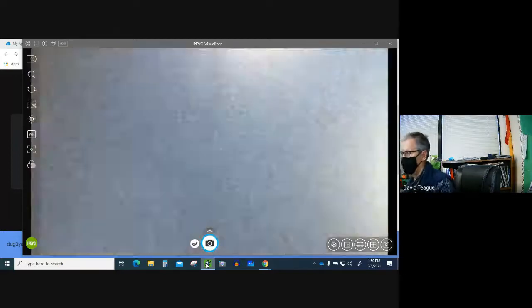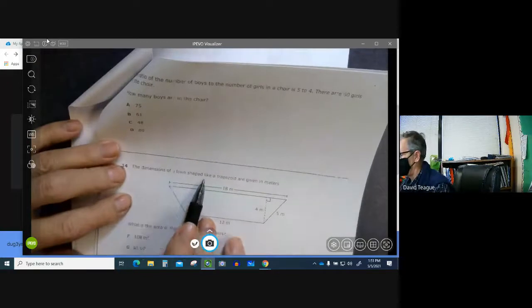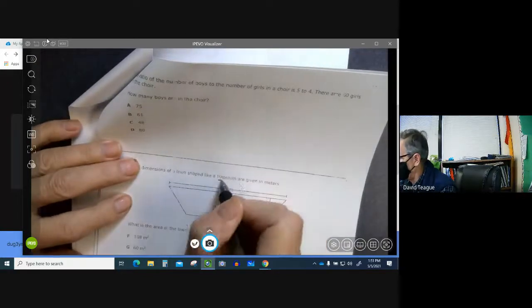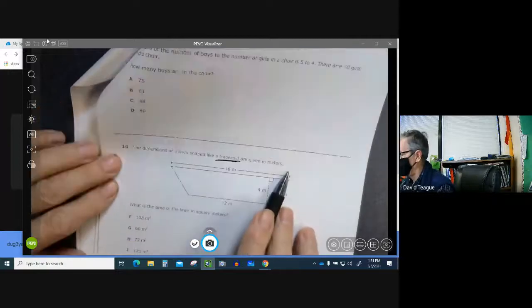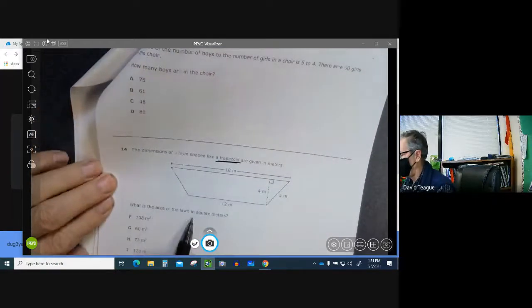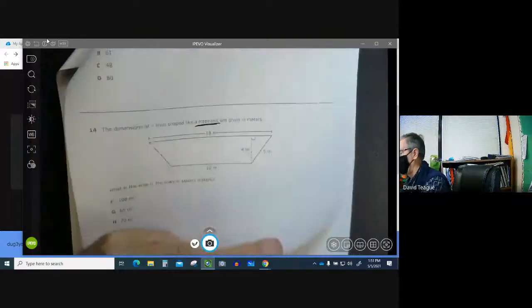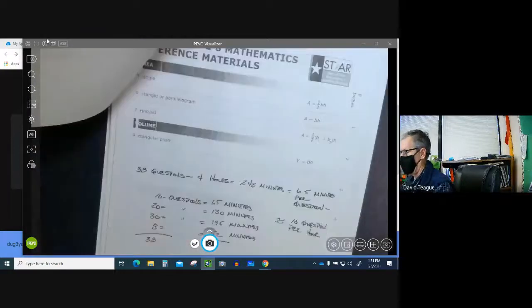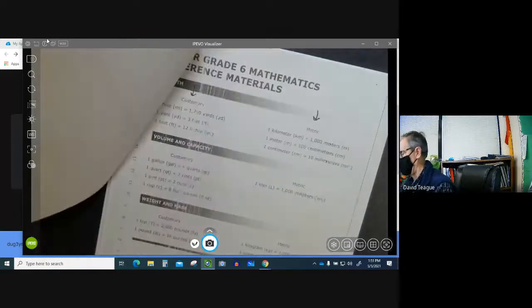Number 14. The dimensions of a lawn shaped like a trapezoid are given in meters. What is the area of the lawn in square meters? Okay, so go back to your reference page, and it has your formulas for area and for volume, and then on the other page you have your conversions.